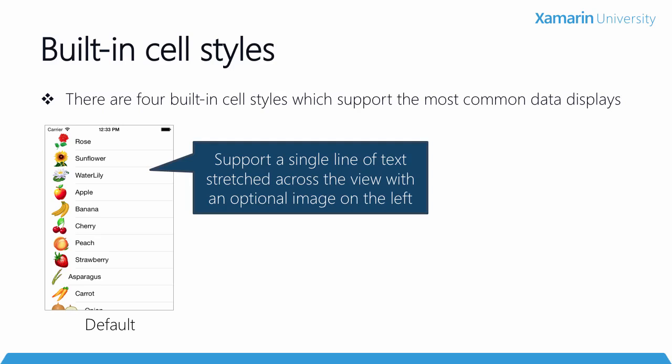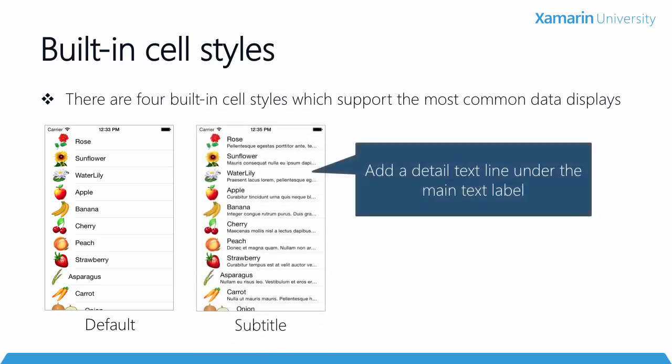We also have a subtitle style. This is the same as default, except a second piece of text in a slightly smaller font is placed below the main text, also stretching out to the end of the cell. The main text and subtitle are always aligned together to the right of any supplied image.